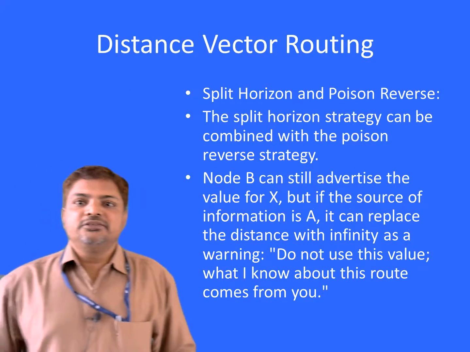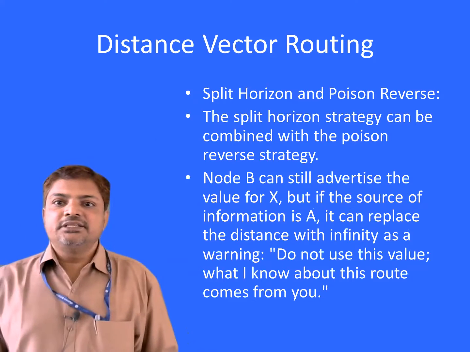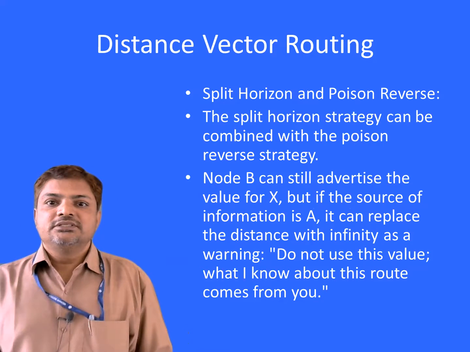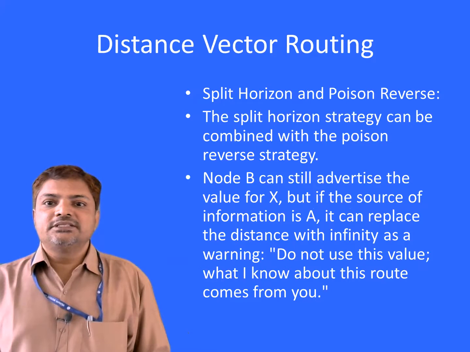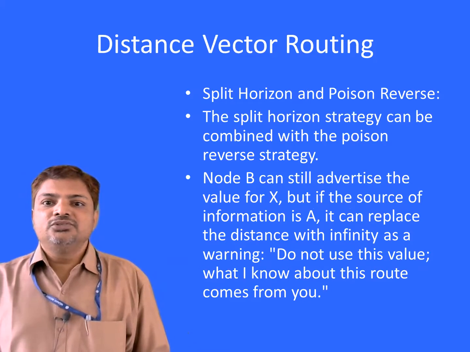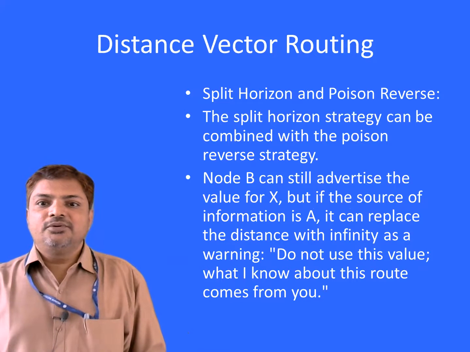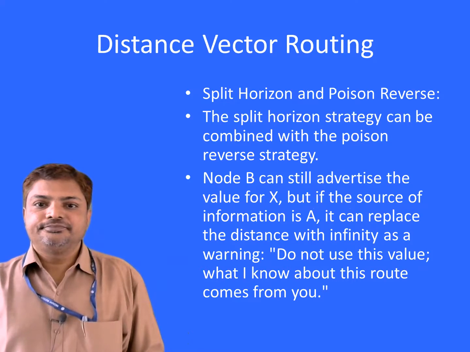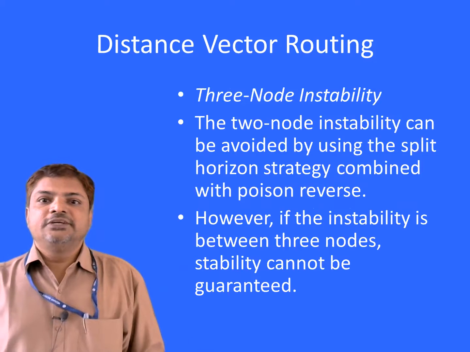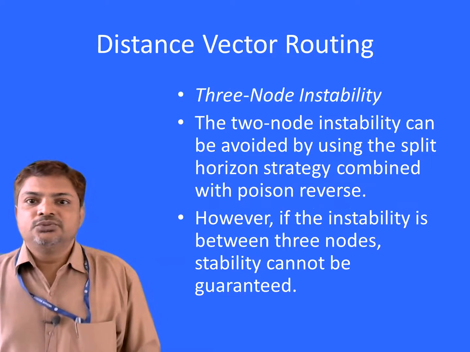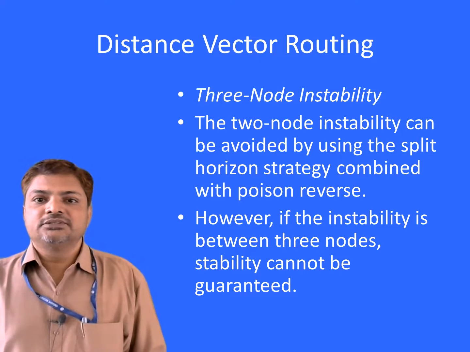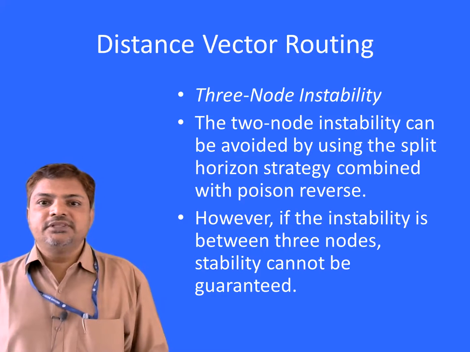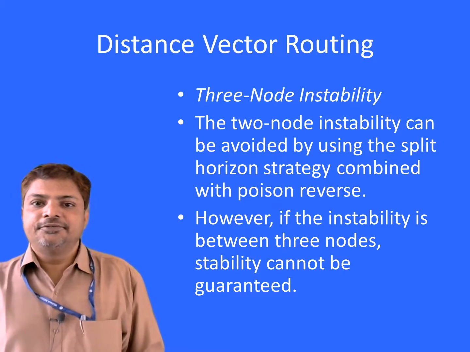Split horizon and poison reverse. The split horizon strategy can be combined with the poison reverse strategy. Node B can still advertise the value of X, but if the source of information is A, it can replace the distance with infinity as a warning: do not use this value, what I know about this route comes from you. Three-node instability. The two-node instability can be avoided by using the split horizon strategy combined with poison reverse. However, if the instability is between three nodes, stability cannot be guaranteed.